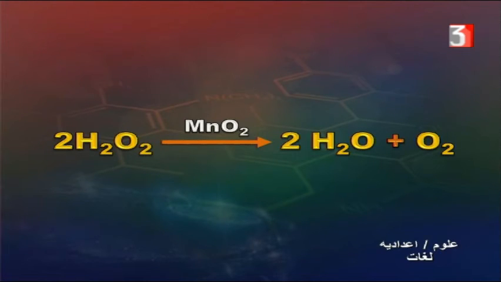But if we add manganese dioxide, this reaction will be faster than without manganese dioxide. Manganese dioxide acts as a catalyst in this reaction, so it will increase the decomposition of hydrogen peroxide into water and oxygen.